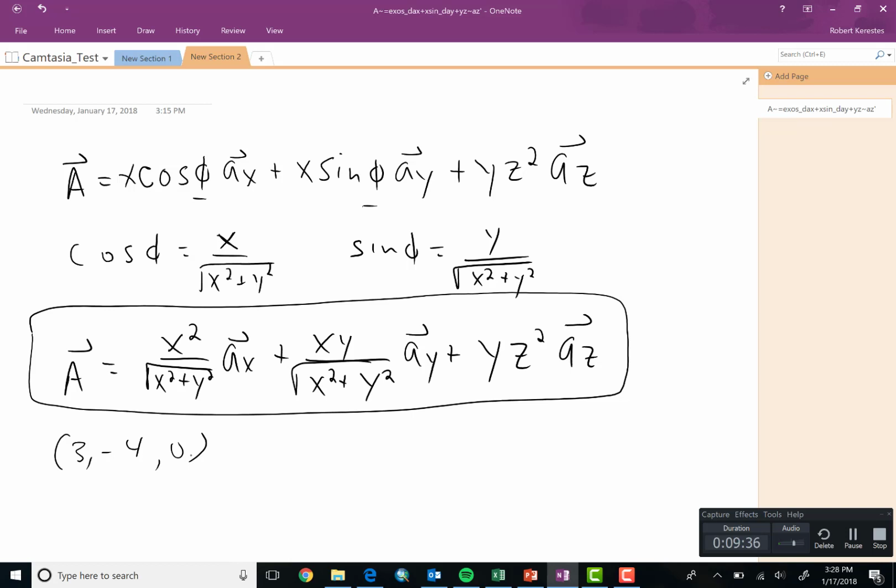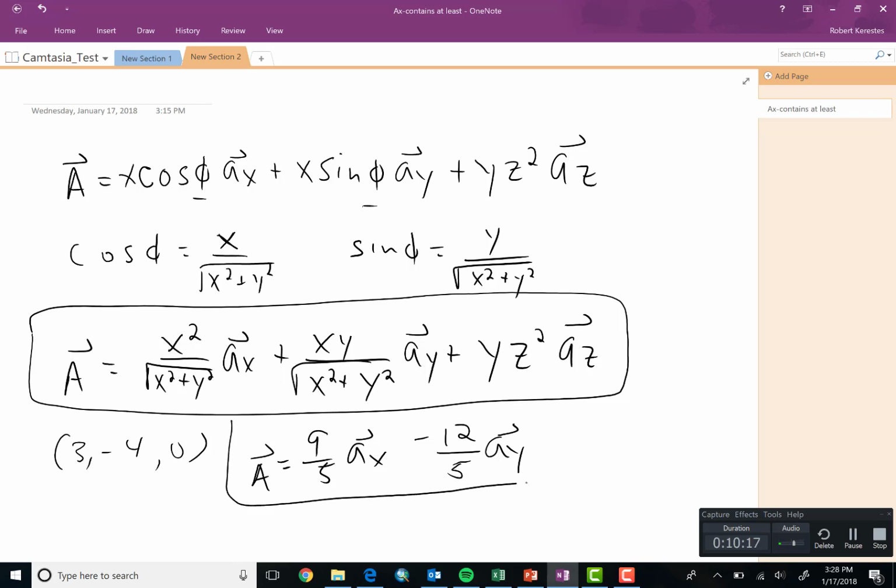So basically what we're going to have is x squared, so 3 squared, 9 divided by 5, Ax. Okay? And then on the other side over here, we're going to have 3 times negative 4, which is negative 12 divided by 5, right? Minus 12 fifths Ay, right? And then we're going to have yz squared, which is negative 4 times z at this point, which is 0, so we have no Az component, okay? So that's evaluating the vector at this point.